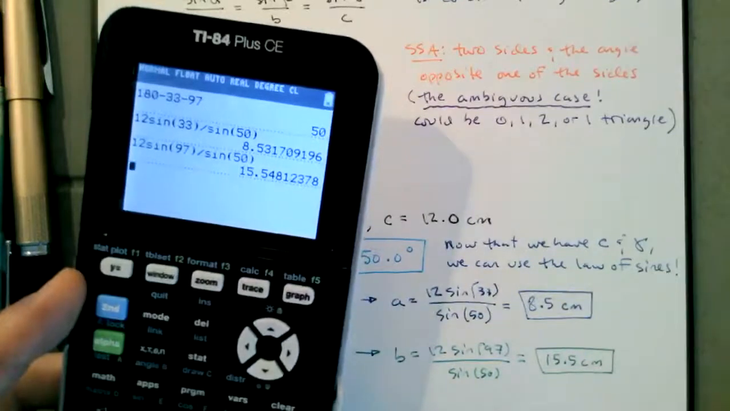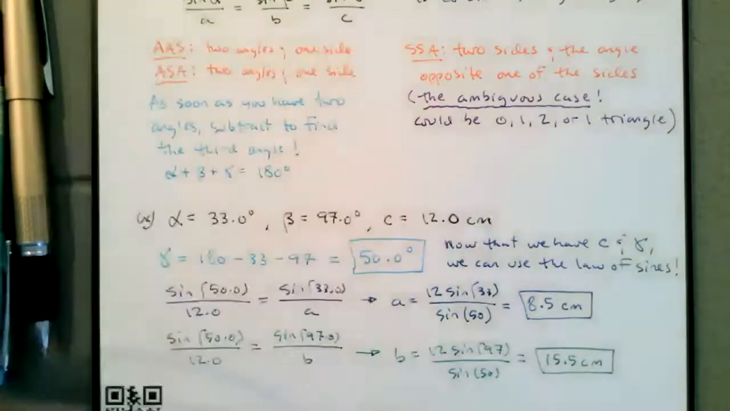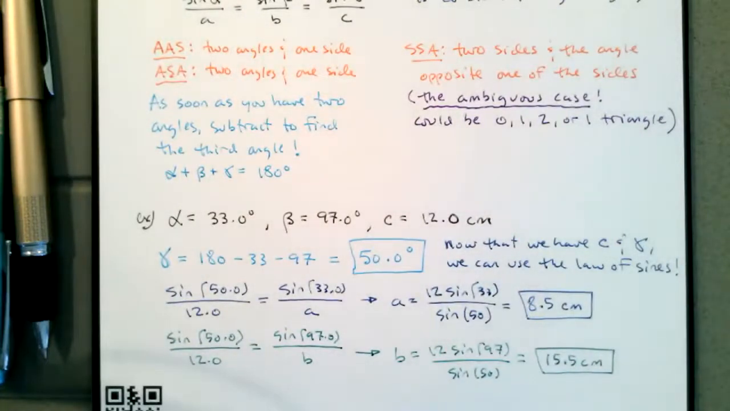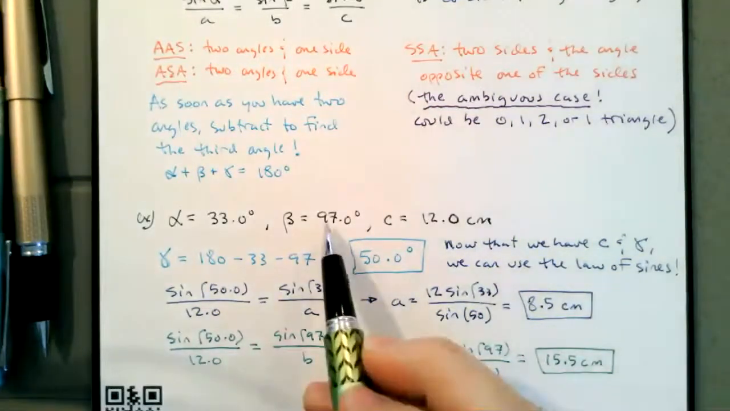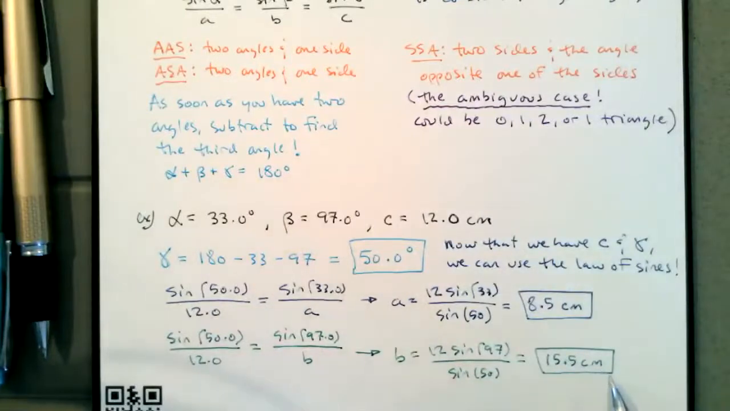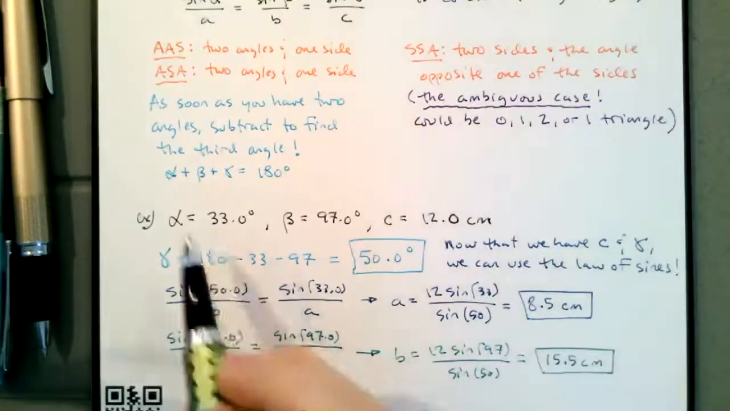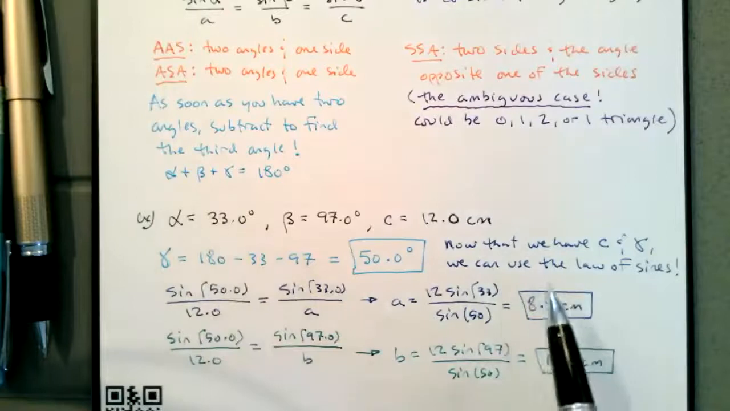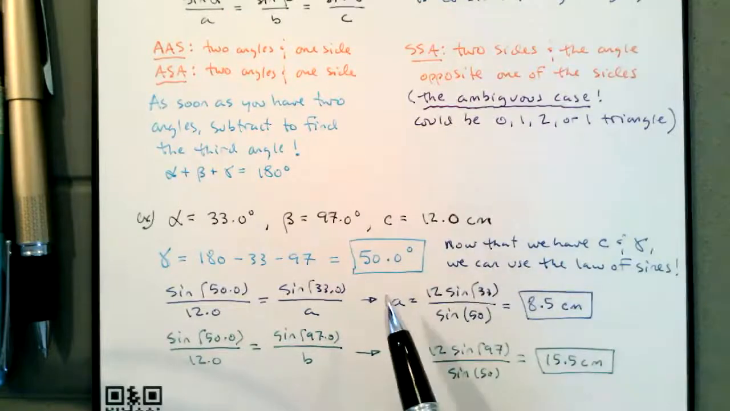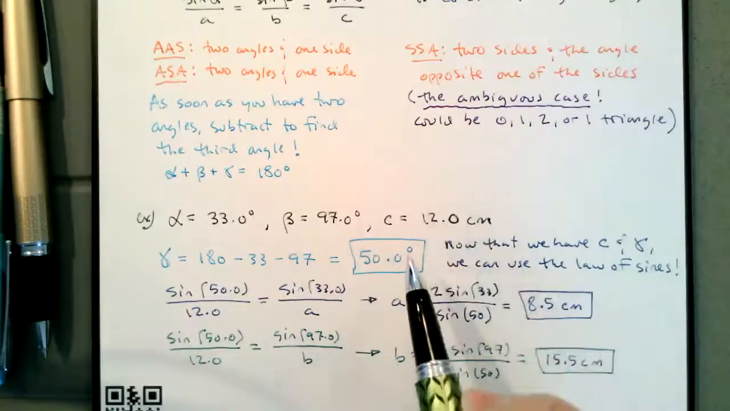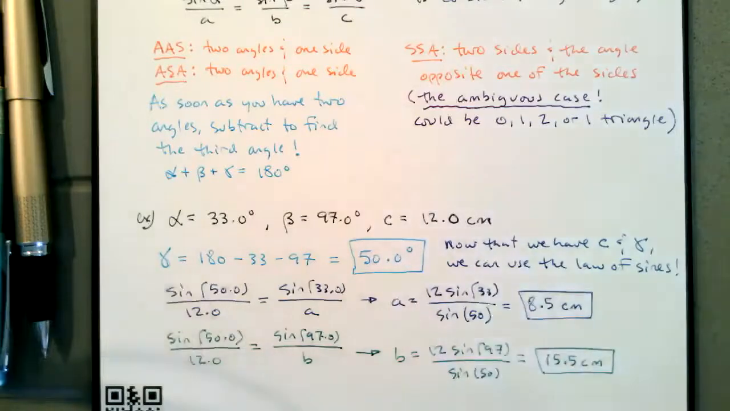And that's it. Let's make sure that this fits our reality check. This is not a guarantee, but at least we know to rule things out. Is the biggest angle opposite the biggest side? The biggest angle is 97 and it's opposite the 15.5. So that checks. Is the smallest angle, 33, opposite the smallest side? 33 is opposite the 8.5, so that checks. The middle angle, that's the middle side. The middle side is opposite the middle angle, so at least this checks out. Any questions?